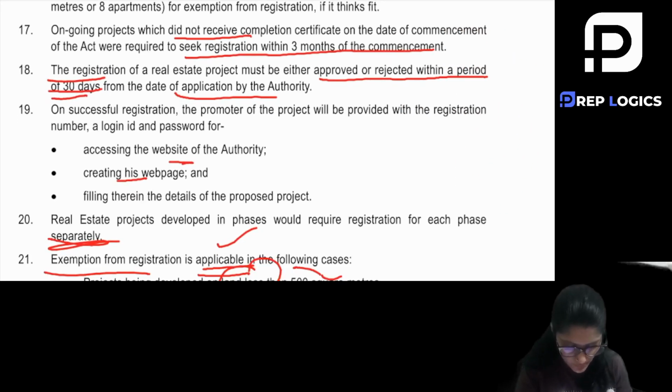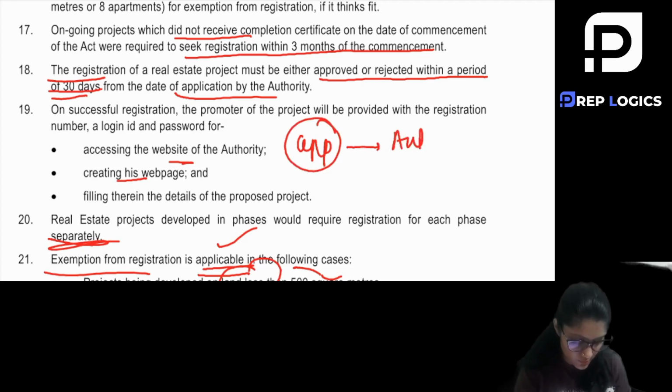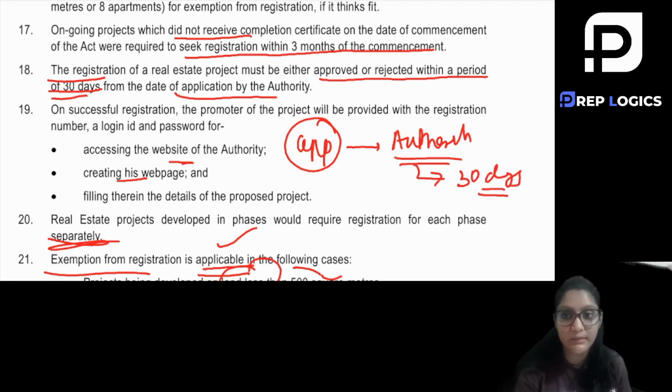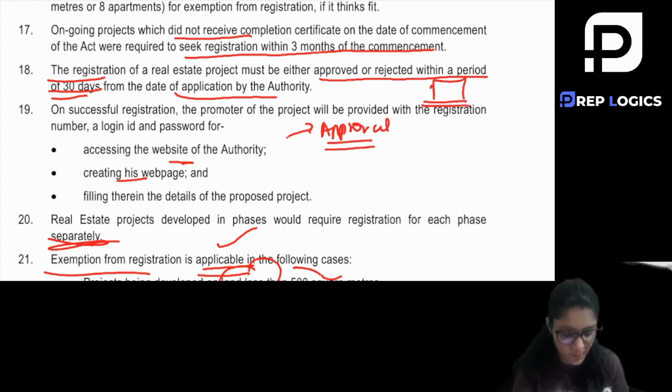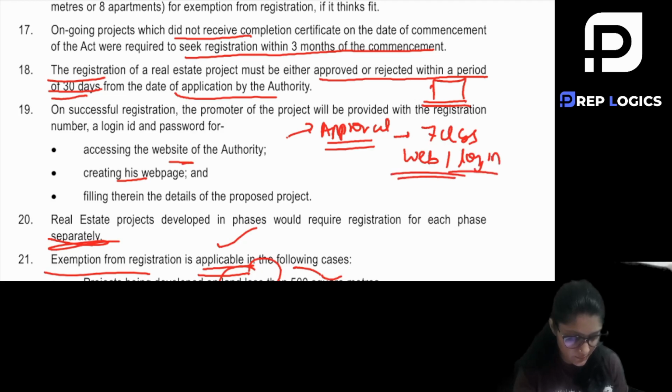Now once you apply, giving the application for registration to the authority, the authority either needs to accept it or reject it within 30 days. After getting approval that okay, we have approved that you can build this particular project, the authority within 7 days needs to give the website and the login ID.